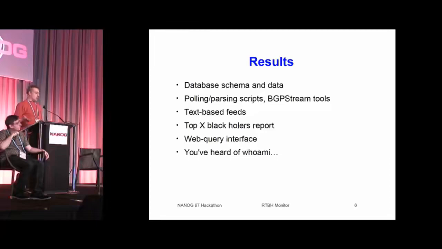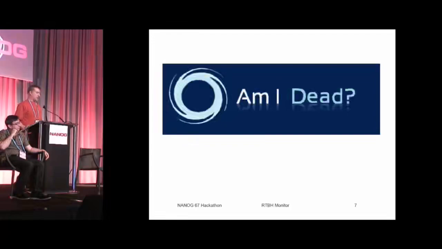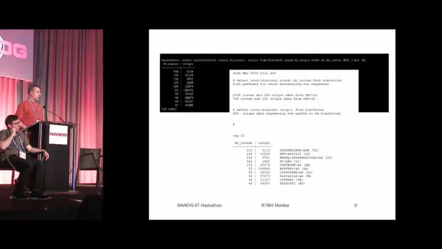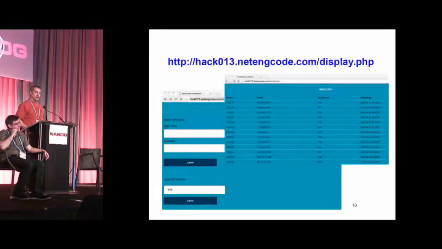Most of you have probably heard of the whoami command on Unix, so we came up with an "am I dead" command for our black hole route server, so you can check whether something is actually being black holed somewhere on the internet. We have this nice, fancy logo with the spinning wheel of death. I don't know how well you can make it out, but here's a quick screenshot of what the database looks like. The font's really small, but here are some of the top 10 reports we were producing.